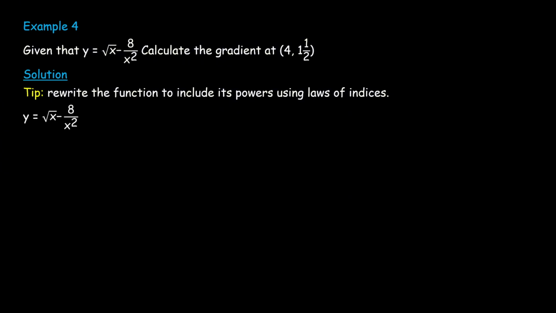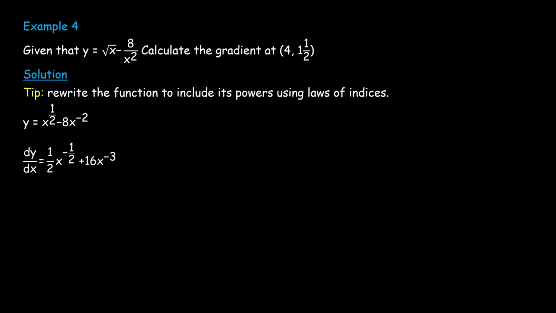So if y is equal to square root of x minus 8 over x squared, since square root is the same as a half, we rewrite it as x to the power half minus 8x to the power minus 2. Okay, we now go ahead to differentiate this by multiplying by the powers and subtracting 1. We simplify the function to get half x to the power minus half plus 16x to the power minus 3.